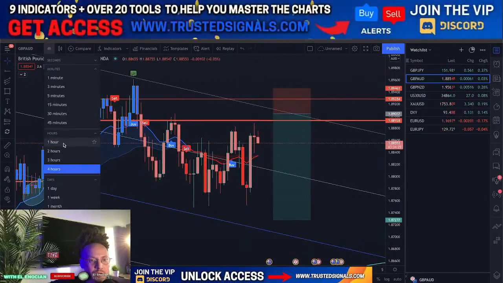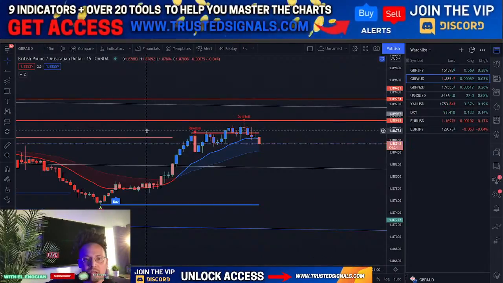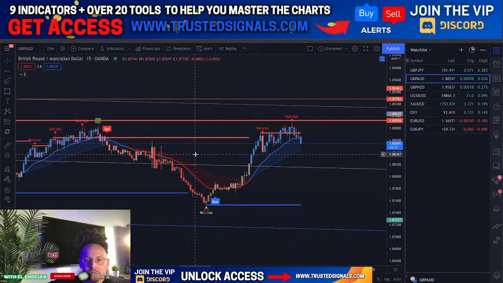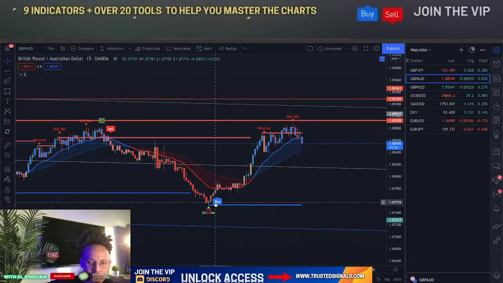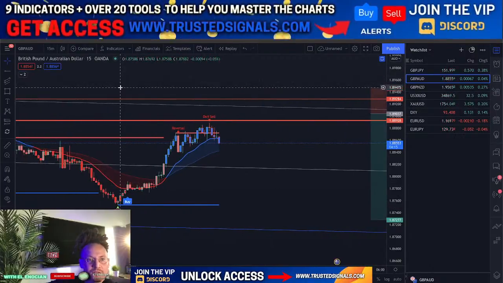And again, going into the smaller time frames to then enter short. Something like this, waiting for something like this. A buy, support and resistance, and boom, taking the entry.